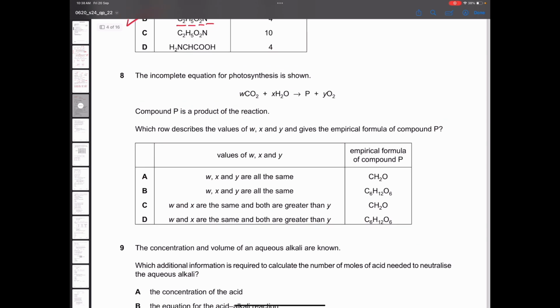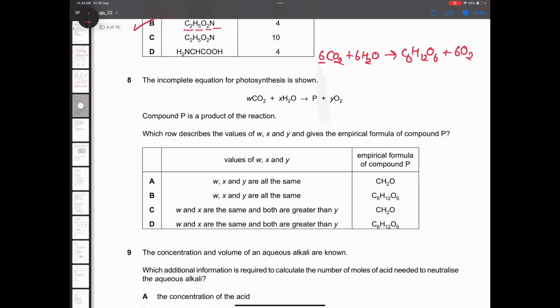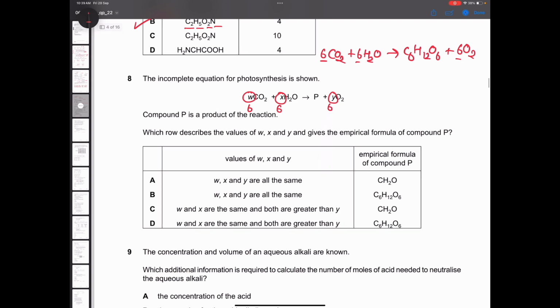The incomplete equation for photosynthesis is given. So we clearly know that photosynthesis is CO2 plus H2O gives C6H12O6 plus 6O2. The balanced equation is this: 6 with CO2, 6 with H2O and 6 with O2. Okay, so W, X and Y should be 6, 6 and 6. Let's check the option which says that W, X and Y are same. There are two options, that is A and B, which mentions W, X and Y are all the same.